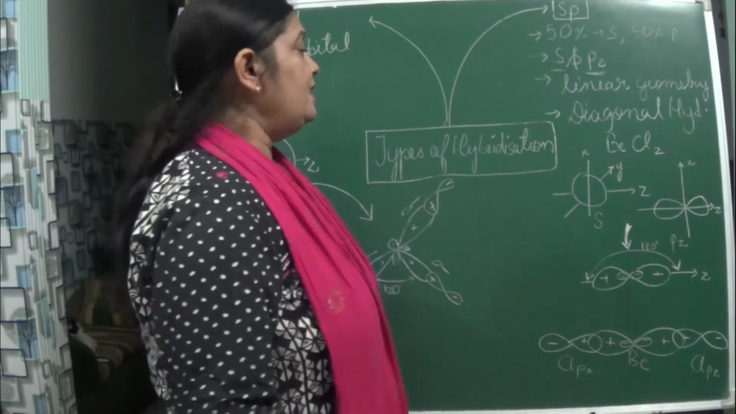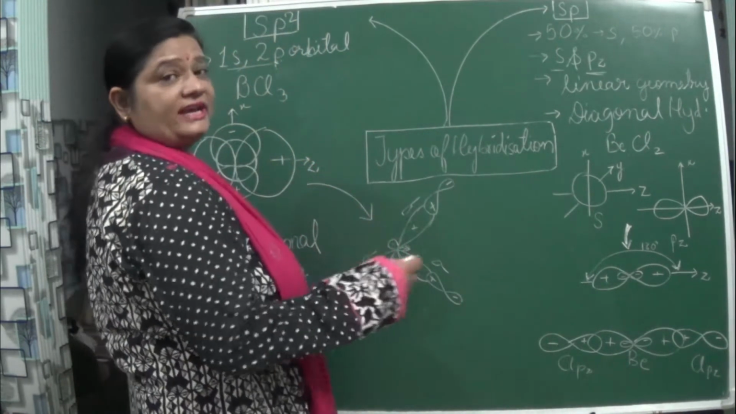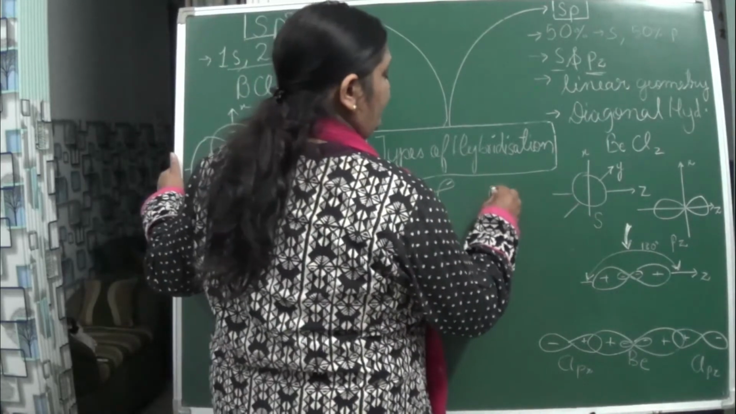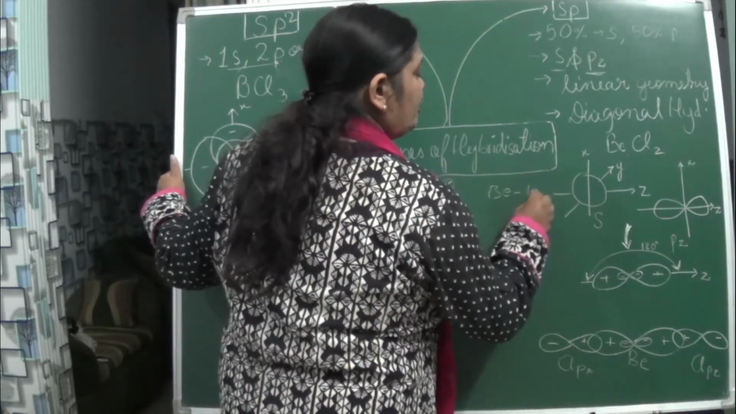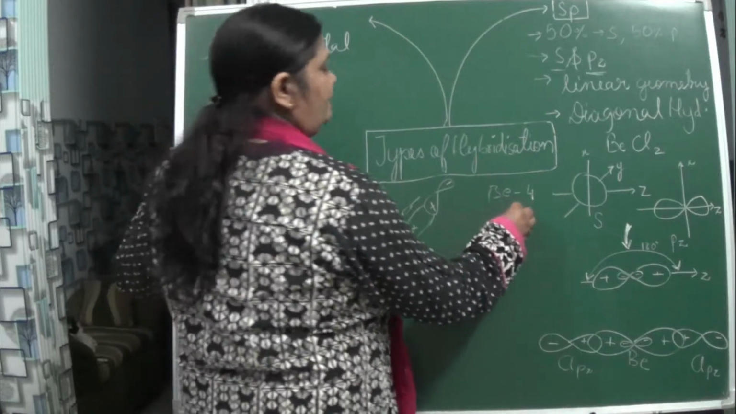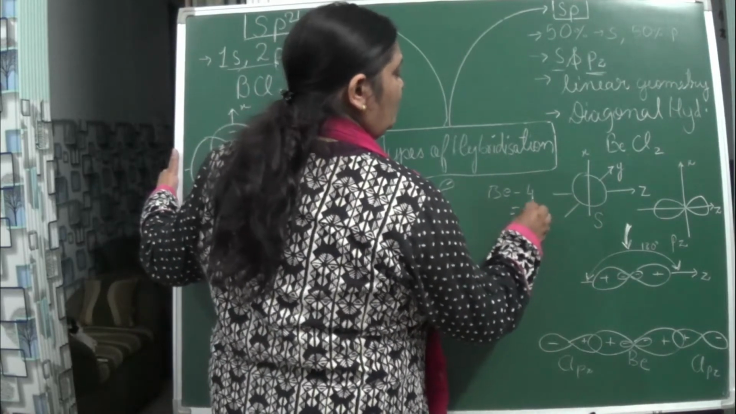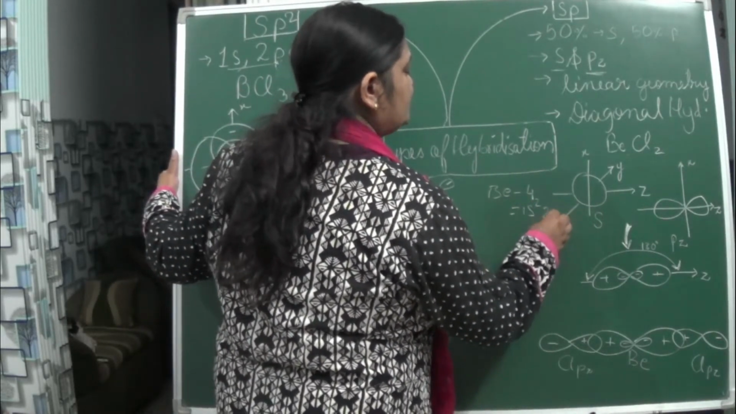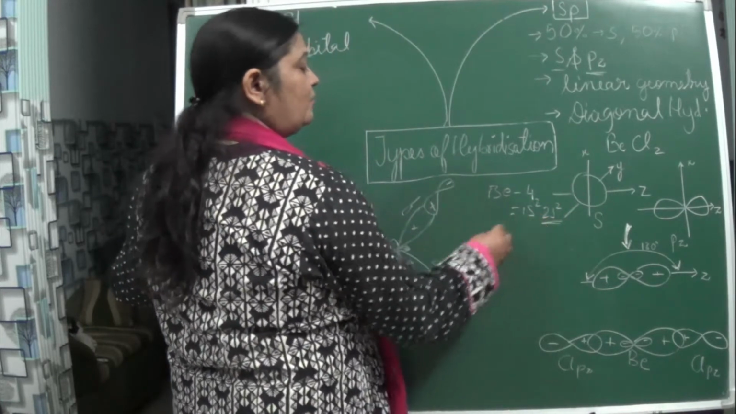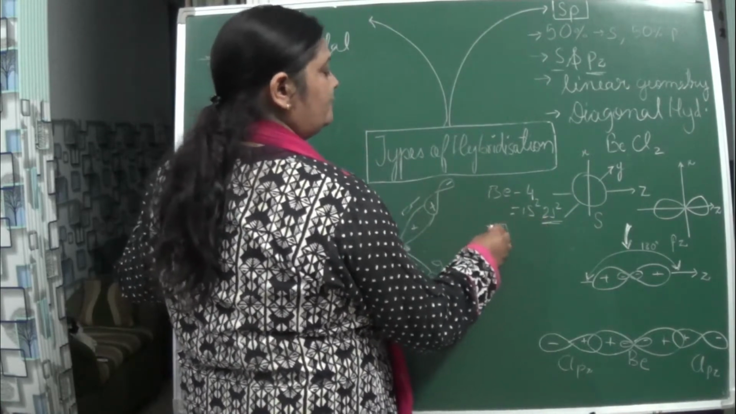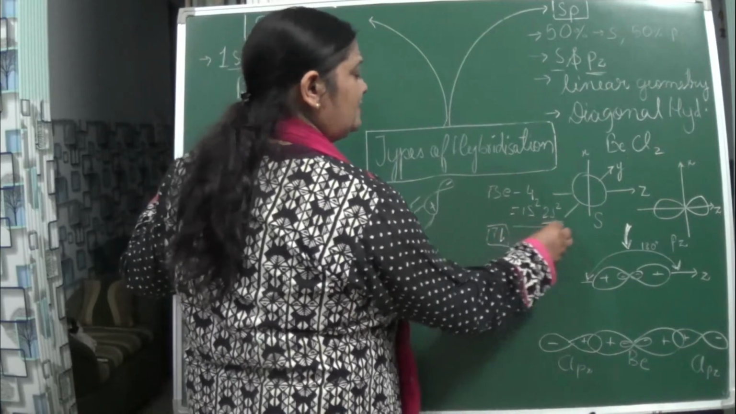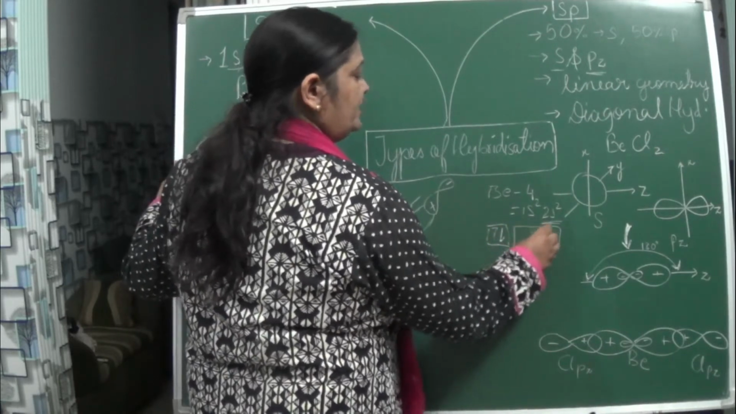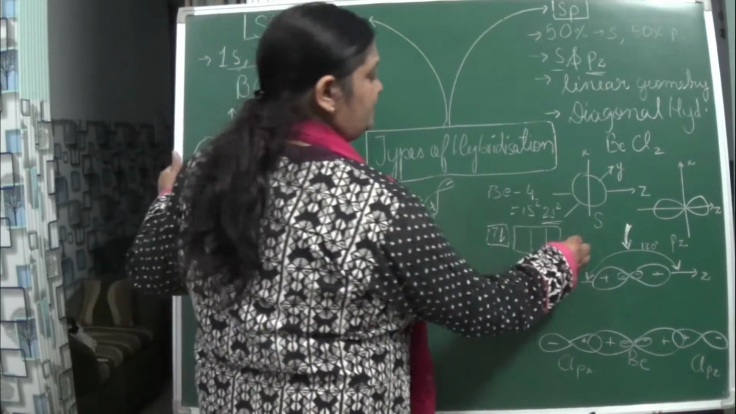Actually what happens, you are seeing beryllium. What is the atomic number of beryllium? It is 4, isn't it? Configuration: 1s2, 2s2. Now see what happens in the ground state. I have taught you this. And this P is totally empty in the ground state.